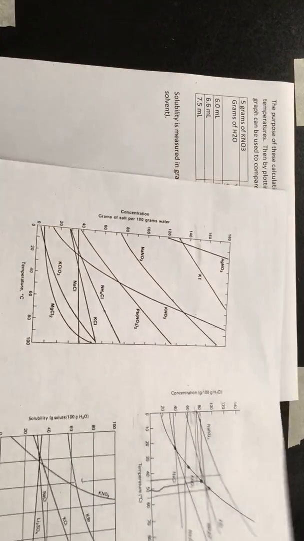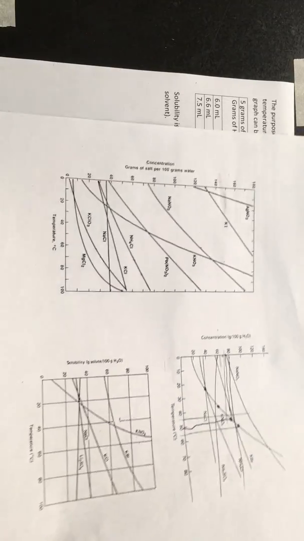Hello, students. Well, we just finished the solubility lab, and now we need to do some calculations to find out what your unknown is. So the purpose of these calculations is to determine the solubility of an unknown at different temperatures. Then by plotting a graph of solubility versus temperature at several points, the graph can be used to compare to known graphs of solubility versus temperature, like these graphs here.